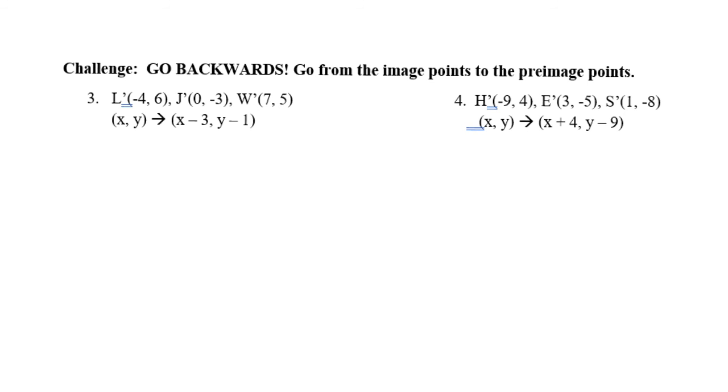Okay, so this is going backwards. So it's giving you the final answer and it's telling you the rule that was done. So it's telling you it took some points and went x minus 3, so it went left 3 and down 1. And then these were the final answers. So we have to go backwards. So I'm going to write these down so I can use them.